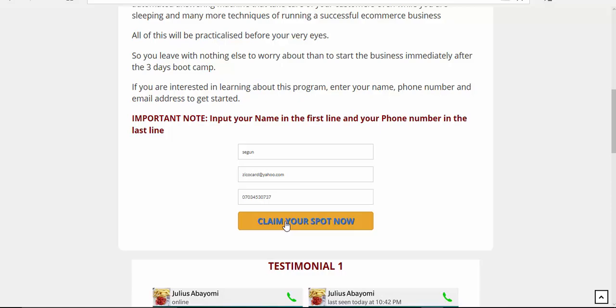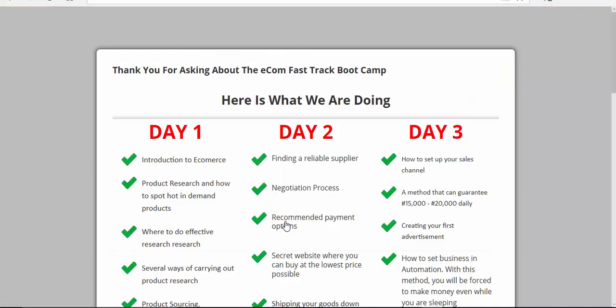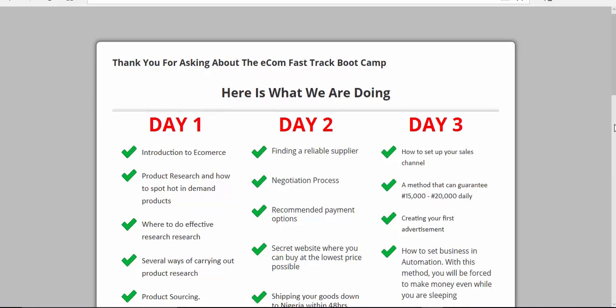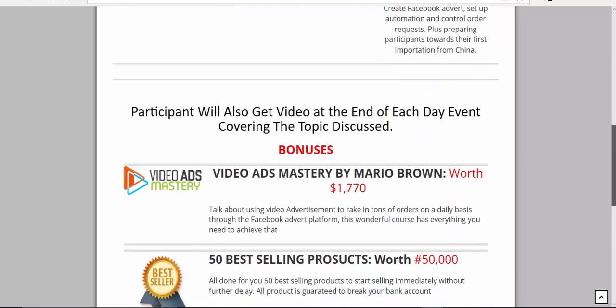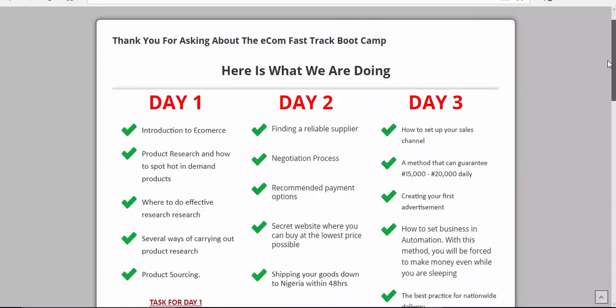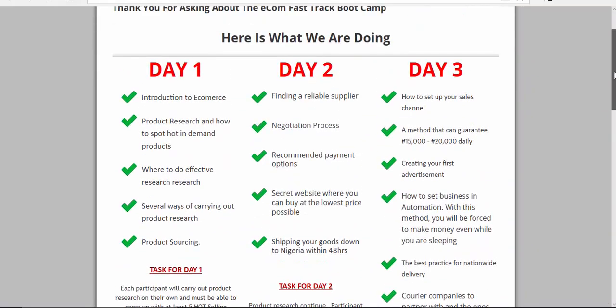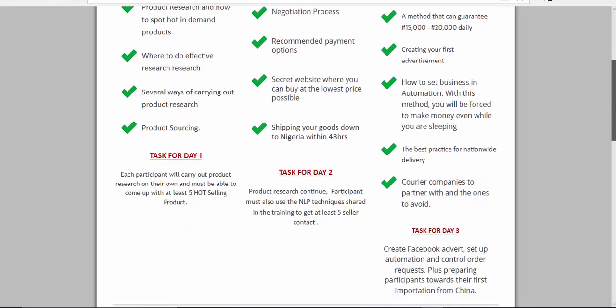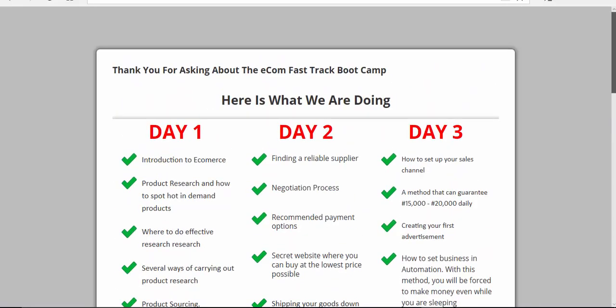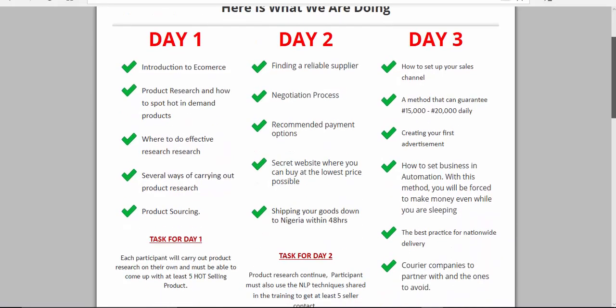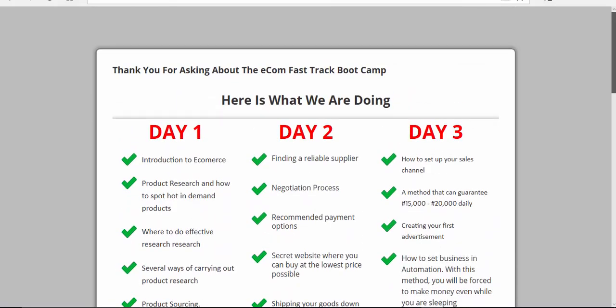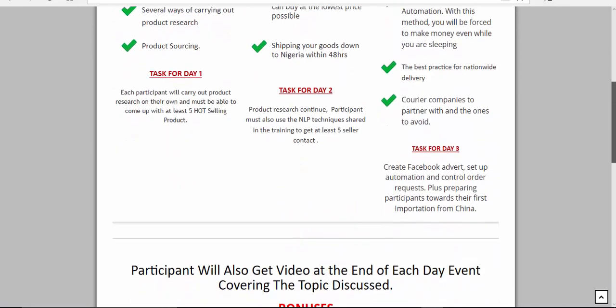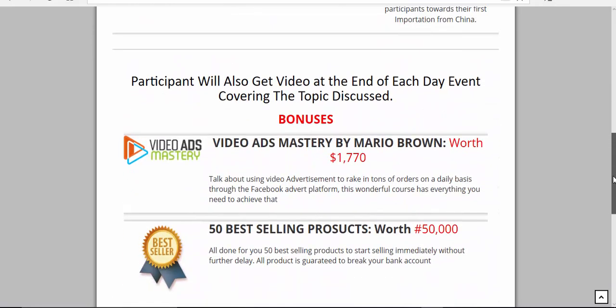It's going to take you to another page where the outline for the hangout is spelled out. Yes, the hangout is here. Once you fill the form, it's going to take you to this page. I will get a notification that you've opted for the Income Ecom Fast Track 1.0 bootcamp. So this is day one, day two, day three, and a participant will also get a video at the end of each day's event covering the topic discussed.